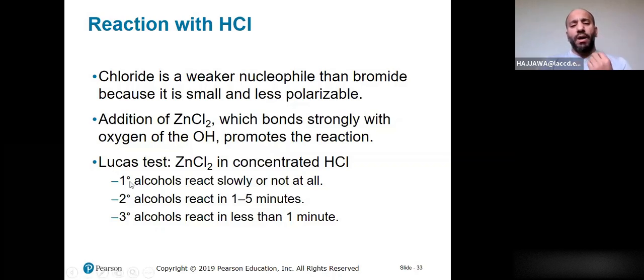So if I have a primary alcohol, it tends to react very slow, not at all. And if I have a secondary alcohol, it reacts in 1 to 5 minutes, but the tertiary alcohol tends to have actually a very quick rate. When we throw in HCl, it doesn't need actually the zinc chloride, but if it does, it makes it even faster. The condition of HCl with zinc chloride, it's called the Lucas test. So the Lucas reaction, when you hear this name, always think of zinc chloride being used with HCl. Now, not HCl by itself.